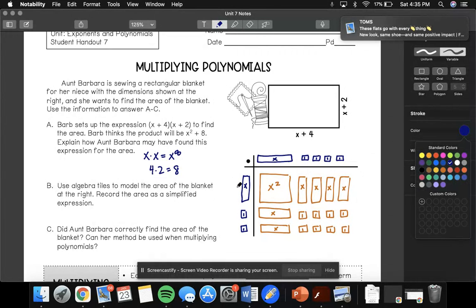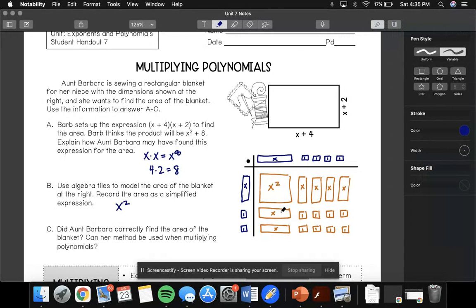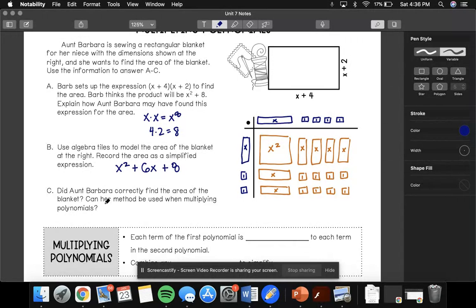So to come up with our answer, I see 1 square, so I see x squared. Okay, I see 1, 2, 3, 4, 5, 6 x's. Okay, and I see 1, 2, 3, 4, 5, 6, 7, 8. Okay, did Aunt Barbara correctly find the area of the blanket? Well, when I compare her answer, x squared plus 8, to our answer, x squared plus 6x plus 8, it looks like she's kind of right.